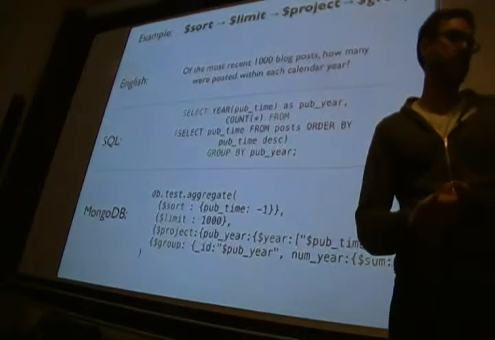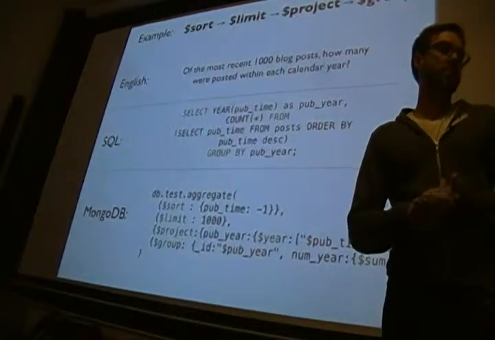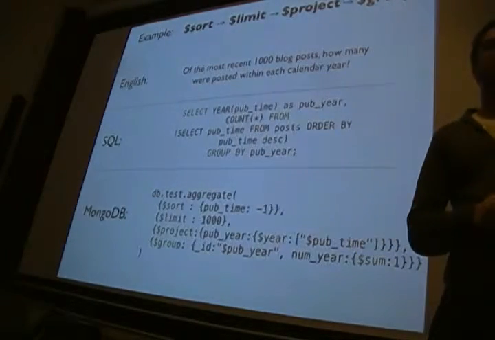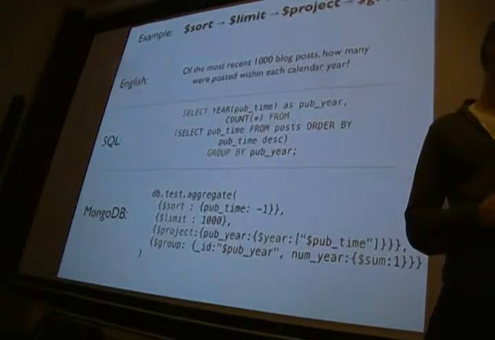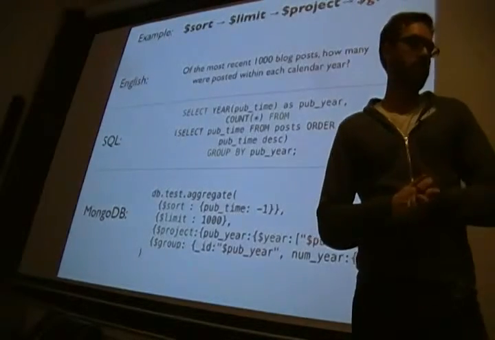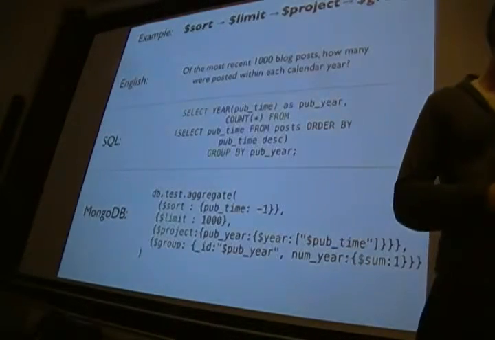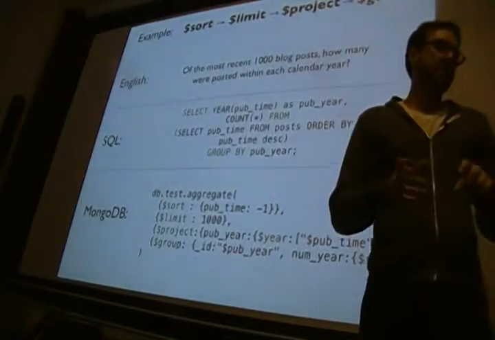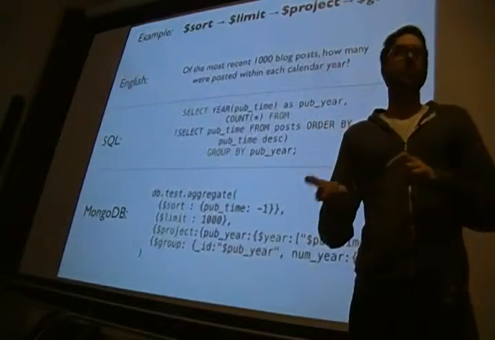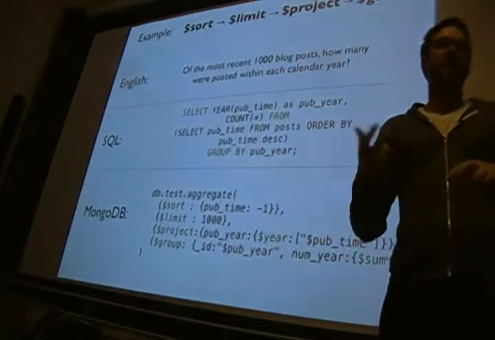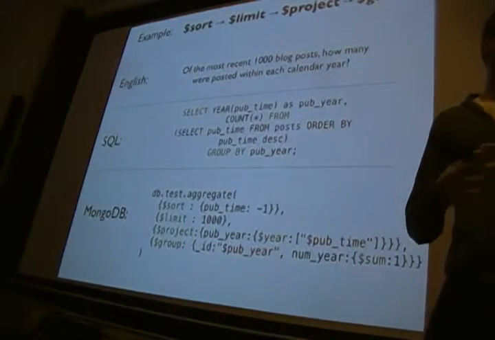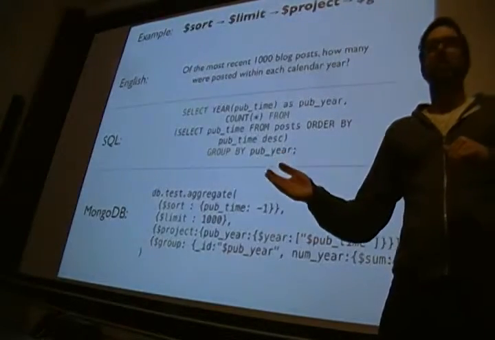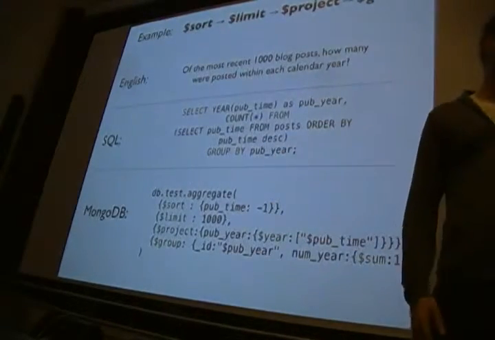So here's another quick example of the most recent 1,000 blog posts. How many were published within each calendar year? In SQL, I don't even know if this SQL is right since I haven't used SQL for quite a while, but it's something like this. You'd select the year, use the year function to extract the year from a date, and a count from this subquery, which is selecting the publication time from posts ordered by publication time descending, and then group that by the year.